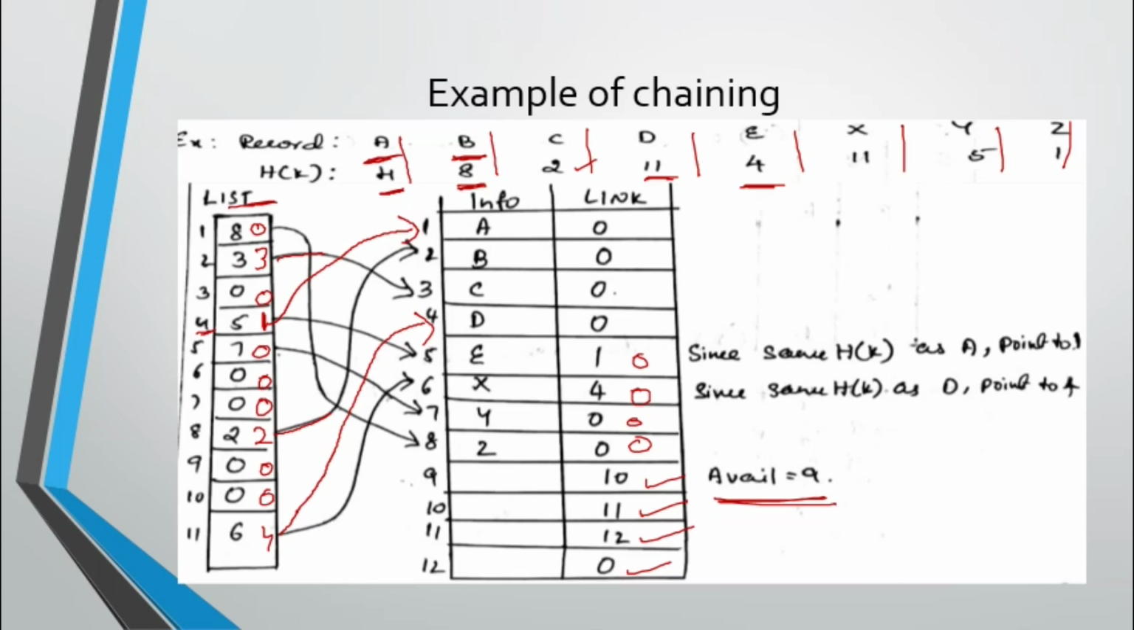Why are you writing 5 instead of 1? Because E is there in the fifth location in the info part. So you have to erase this 1 and write 5 there, and you need to create a new link. That new link should point to E. 5 is E, so it is coming to E.